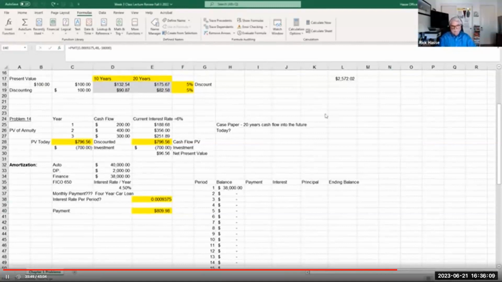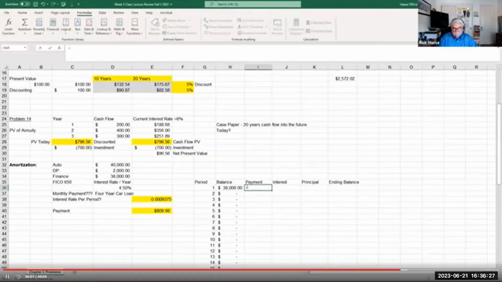Now, what would be the amortization schedule for that? Well, we're borrowing $38,000 in payment number one, period number one. Our payment is $809.98. Why don't we just do this way?